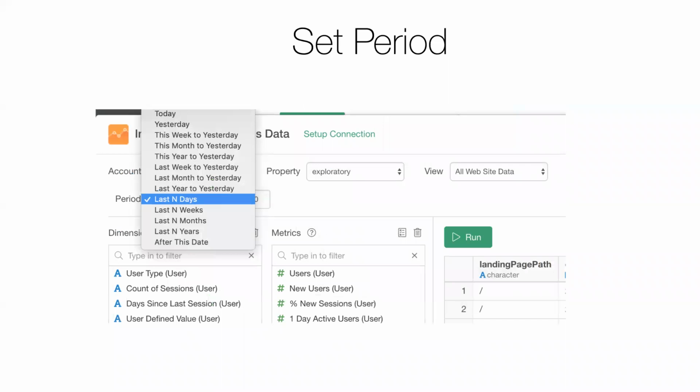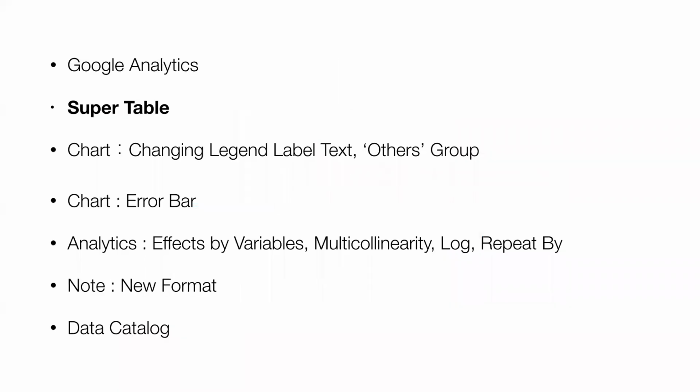And also we improved the period. Typically you might want to do the last 30 days, the last 6 weeks or something. But also you can just say, for example, after this particular date. So let's say you launched some services and this is the date, and you want to see what happens since then. Then you can type that date as well. Okay, so that's the Google Analytics.